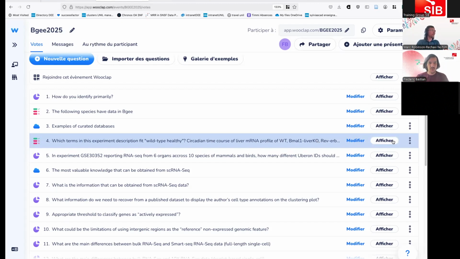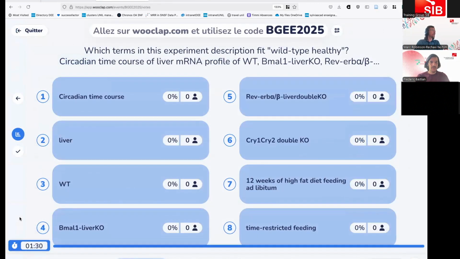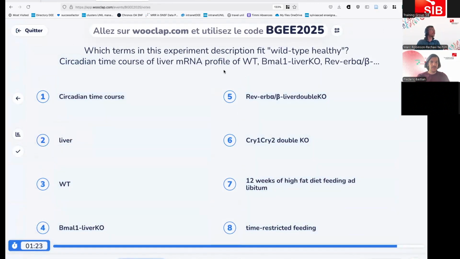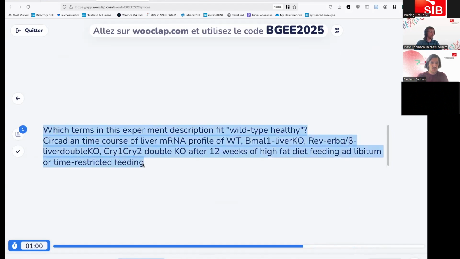Thank you. So here is another, a bit more complicated question. We have this experiment. Shall we show you the full description here? We have a circadian time course of liver mRNA profile of wild type, BMAL1 liver knockout, REV-ERB alpha beta liver double knockout, Cry1, Cry2 double knockout after 12 weeks of high-fat diet feeding ad libitum or time-restricted feeding. I will copy this text to the chat so you have it fully. Don't answer yet, but I'm going to restart this because you need some time to read it.